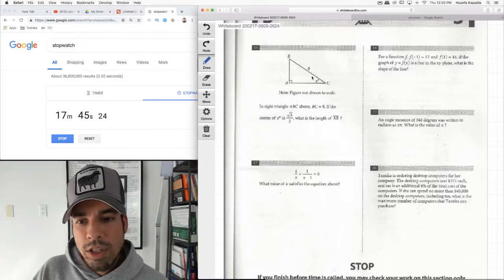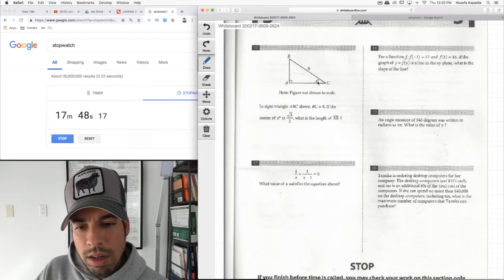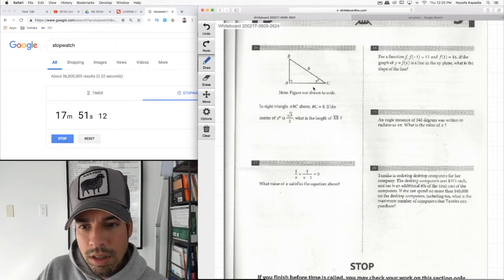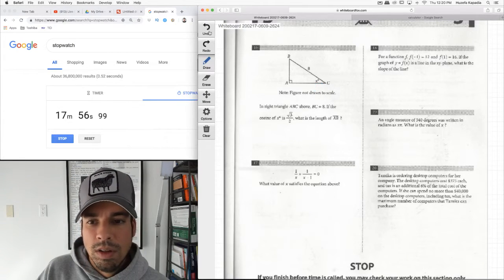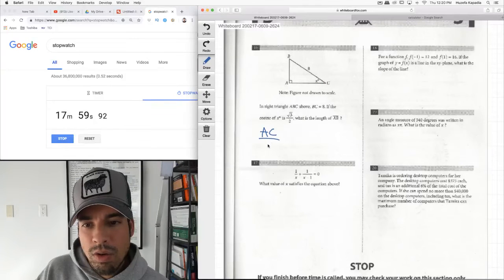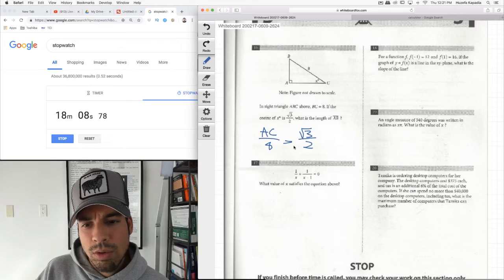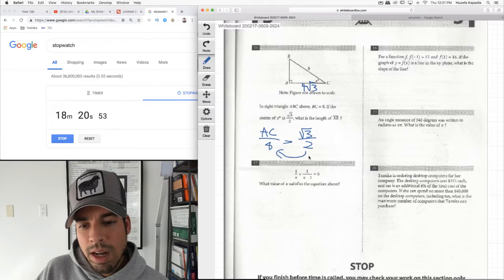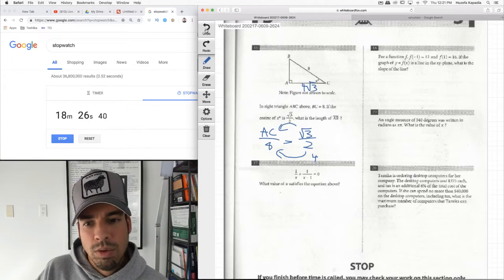Okay. In the right triangle above, BC is 8. If the cosine of x, cosine is adjacent over hypotenuse, that means AC over 8 equals square root of 3 over 2. Why? Because cosine of x is AC over this, and they're saying it equals square root of 3 over 2. So that means AC is 4 times the square root of 3, because if this is 8, I multiply this by 4, I'd have to multiply this by 4. So therefore AC is 4 square root 3.